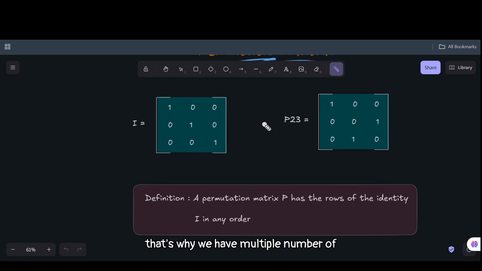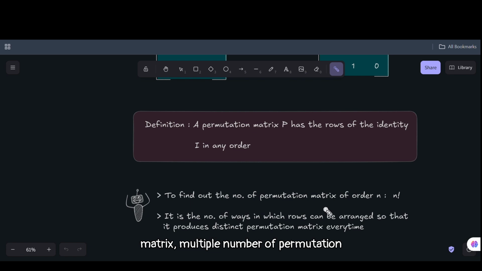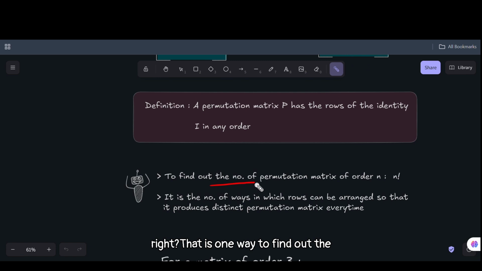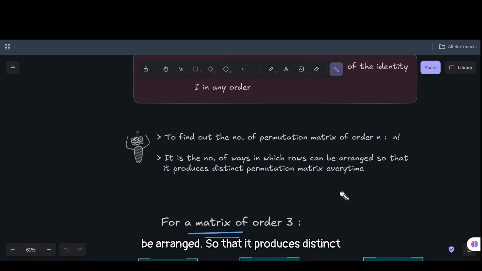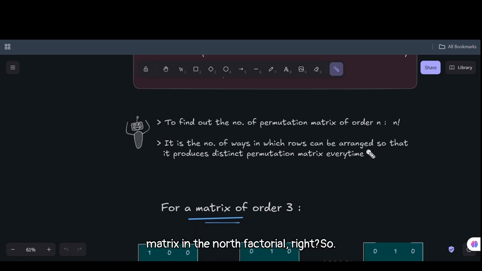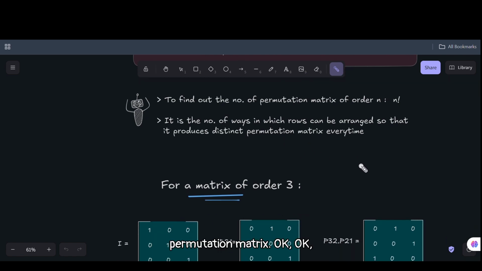So that's why we have multiple permutation matrices, and it is of order n factorial, right? That is one way to find out the number of permutation matrices, and it is the number of ways in which the rows can be arranged so that it produces a distinct permutation matrix every time. Now all of the n factorial matrices are going to be distinct. Apart from these n factorial, any matrix that we obtain is going to be the same as one of the matrices in the n factorial, right? So these n factorial are the distinct permutation matrices.